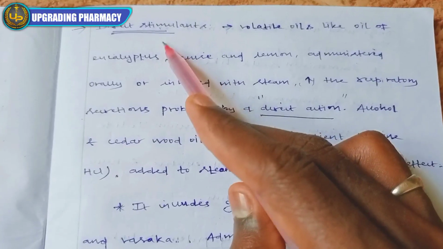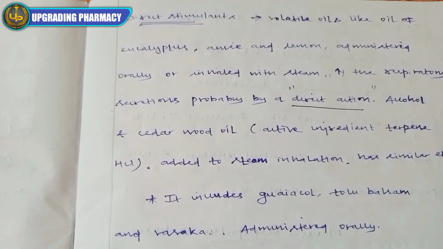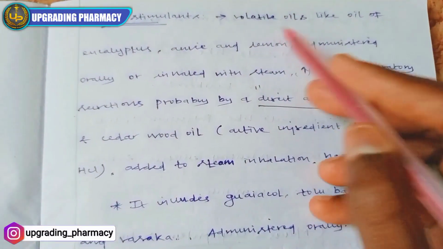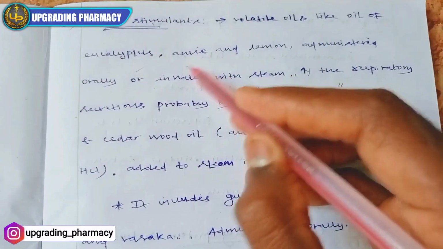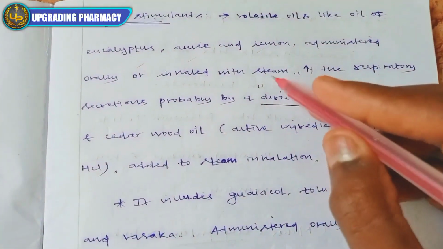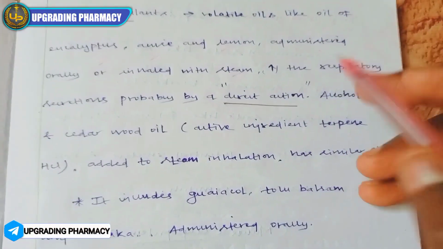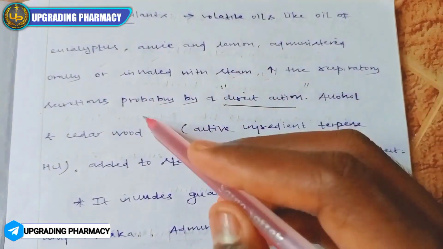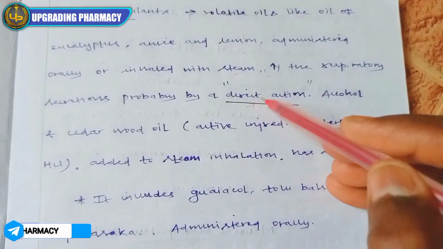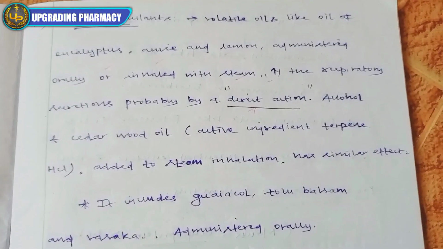There are two types of expectorants: direct stimulants and reflex expectorants. Direct stimulants directly stimulate the respiratory tract. This involves volatile oils like oils of eucalyptus, anise water, and lemon, administered orally or inhaled with steam. This increases the respiratory secretion, probably by direct action. Direct action means it acts directly on the respiratory tract and increases the secretions of the respiratory fluids.